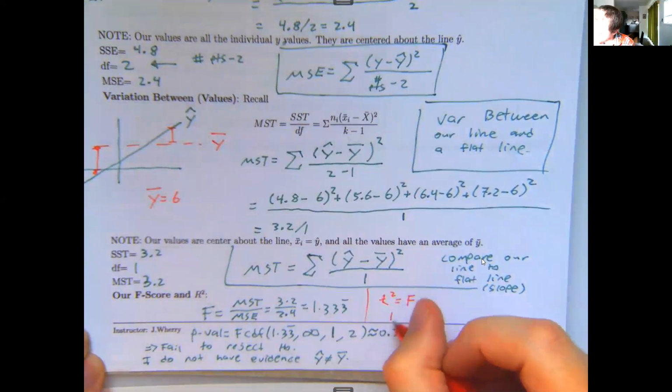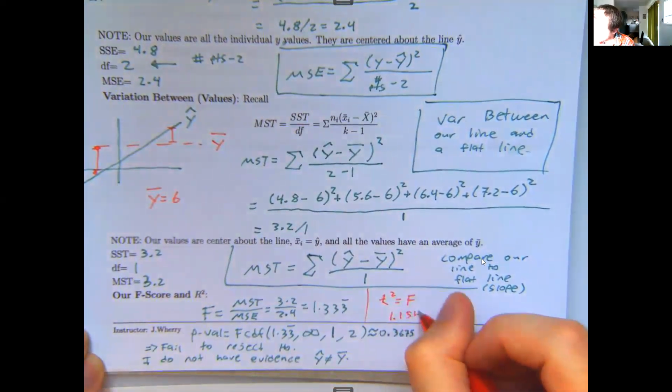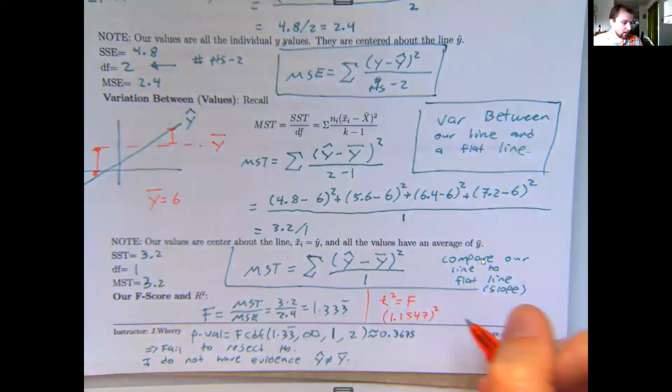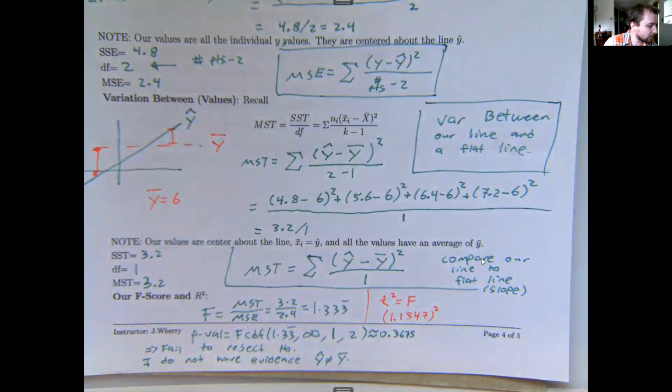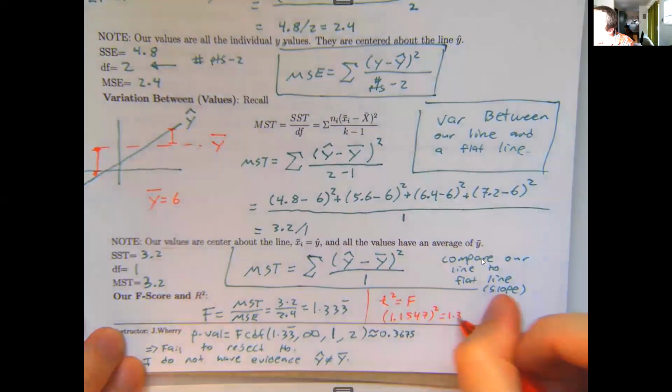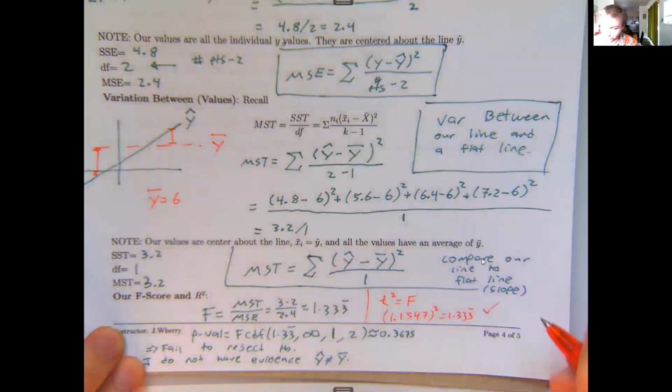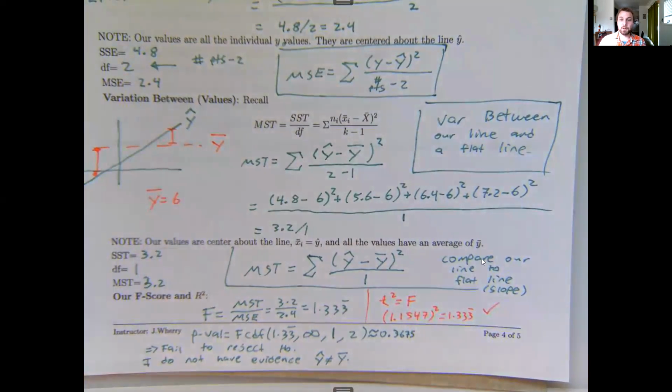Our t-score was 1.1547, and I did linear regression t-test. And when I type this into a calculator and square it, great, I get 1.33 repeating, which is exactly what I had for my f-score. So things are matching up kind of the way that I would hope they should.